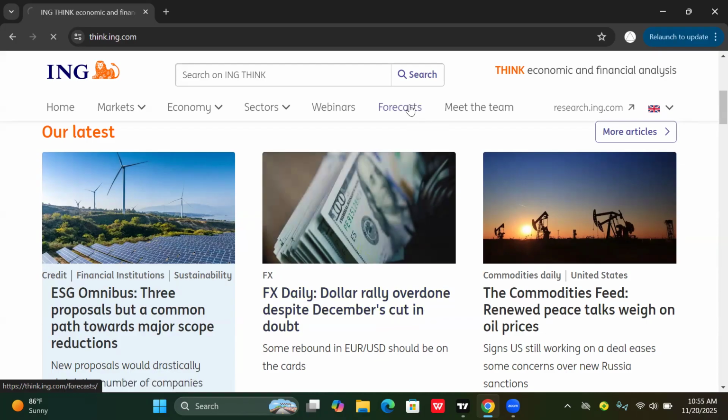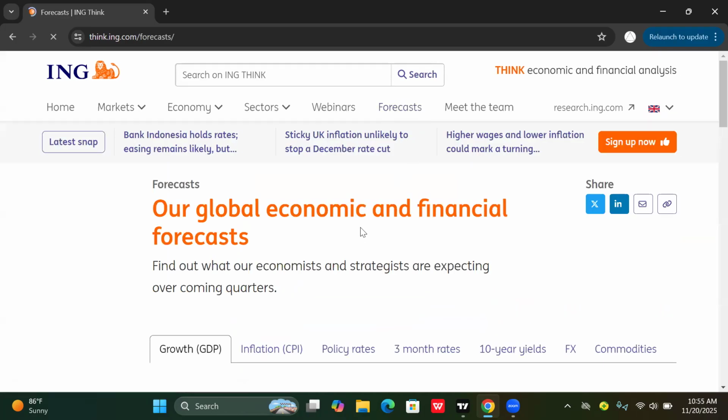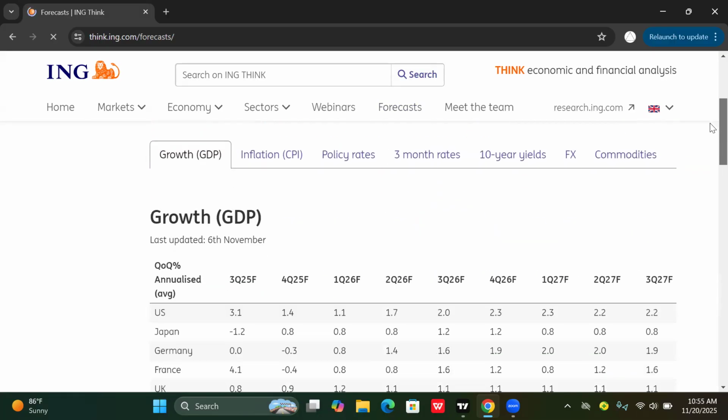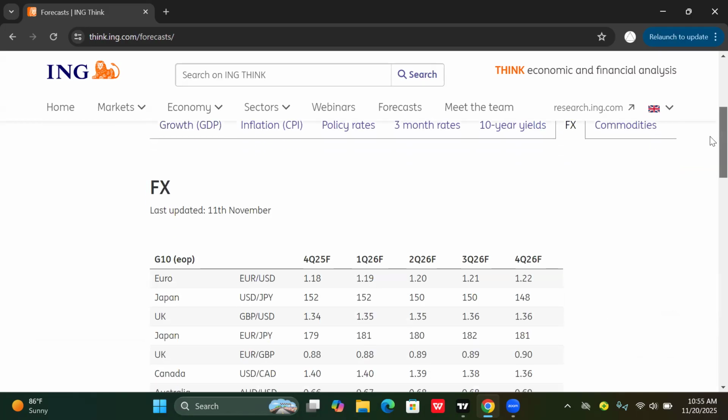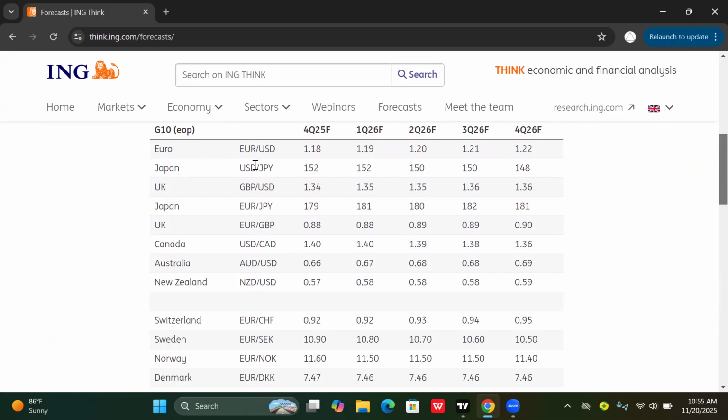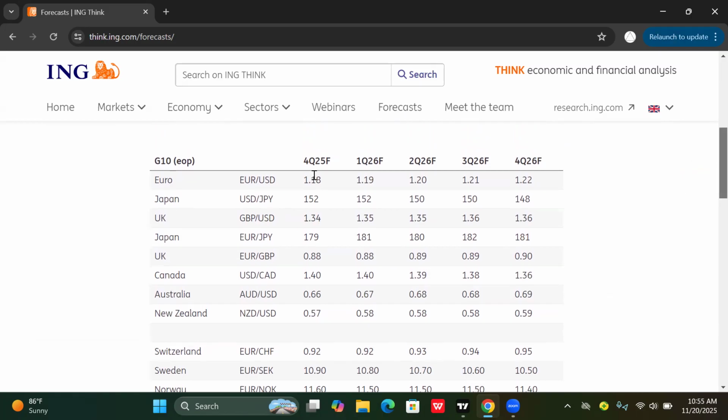but some rebounds in the EUR/USD should be on the cards. Now let's look at the book from institutional players themselves. I tend to use this as an enhancer for my analysis itself. So, focus. Let's go to FX and look at USD/JPY. For the fourth quarter of 2025, the ING Bank just released their G10 forecast. Fourth quarter of 2025, USD/JPY is expected to trade around 152.